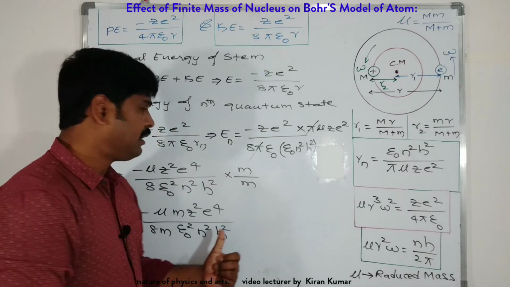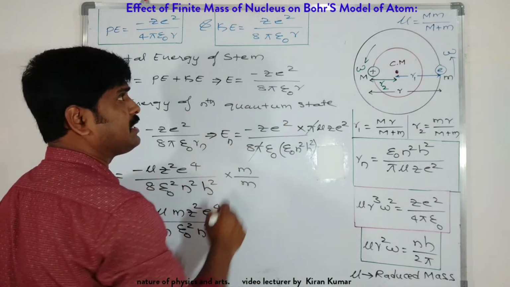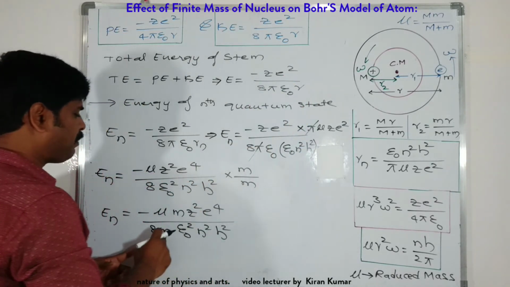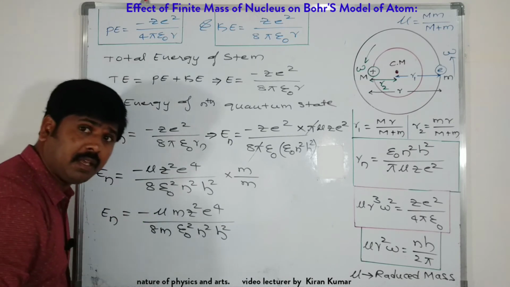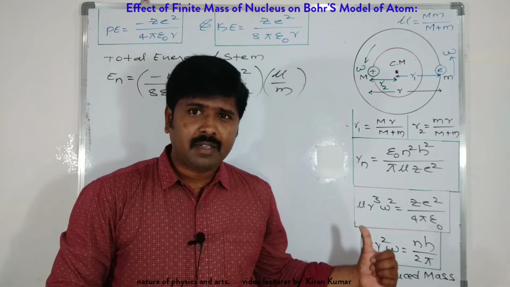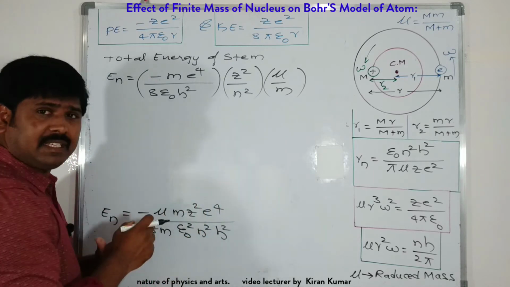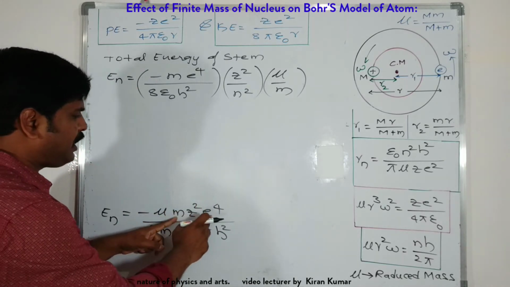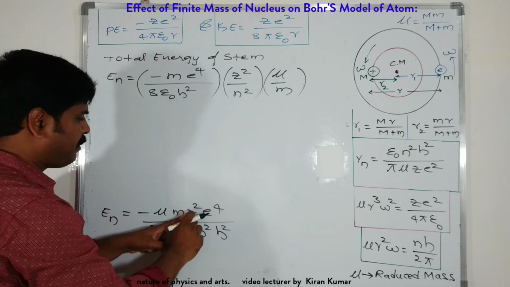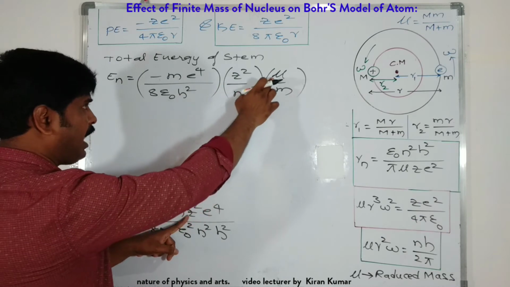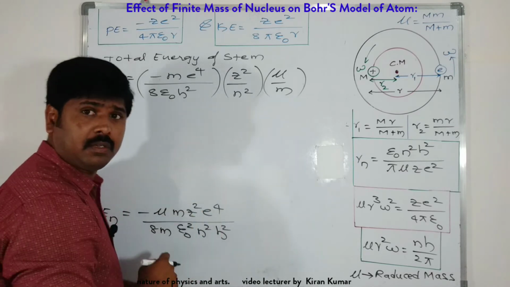There is no space, that's why please copy this equation. Here the mu value I will replace, that is capital M small m divided by capital M plus small m, and we will get the resultant equation. Please copy this. Try to understand here. I am modifying this equation like this: minus m e to the power of 4 over 8 epsilon naught square h square, and the remaining numerator is Z square and mu, and the remaining denominator is n square and m.